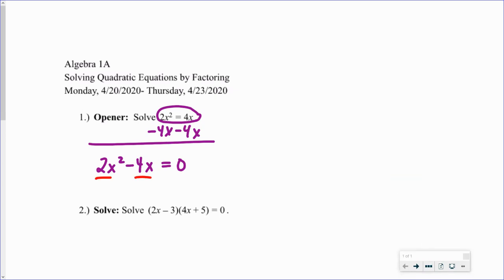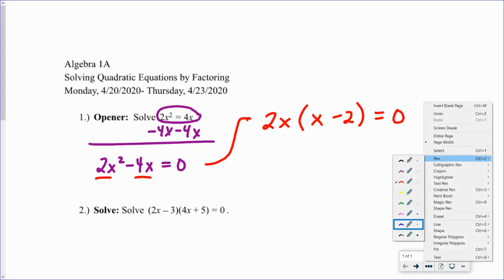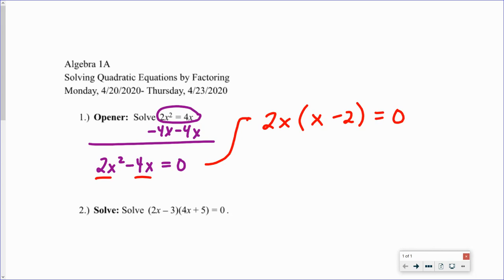The first thing I would do here is there appears to be a greatest common factor that we can factor out. So I'm going to factor that out up here. We're going to get 2x as our GCF, and then we'll divide each of those terms by 2x. So 2x squared divided by 2x is just x. Negative 4x divided by 2x is negative 2. So now we're in a great position to use the zero product property to help us find the solution. So we get 2x equals 0 or x minus 2 equals 0. And then we can solve both of these equations to find the solutions to the original equation.